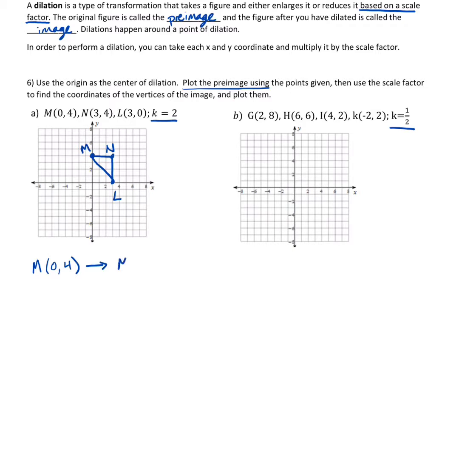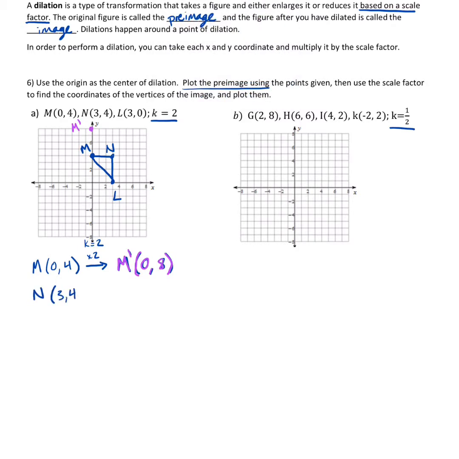Our new point after we dilate it, we put a little apostrophe and call it M prime. And I know that k equals 2, which means I'm just going to multiply both of these coordinates by 2. 0 times 2 is 0, 4 times 2 is 8. So my new coordinate is M prime, (0, 8), because I multiplied it all by 2. So I'm going to plot that there. There's M prime.